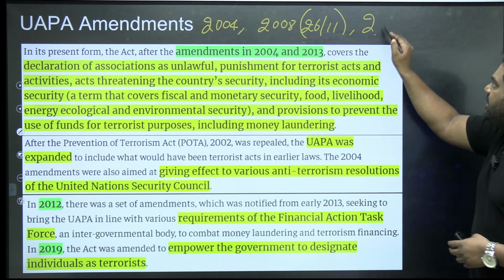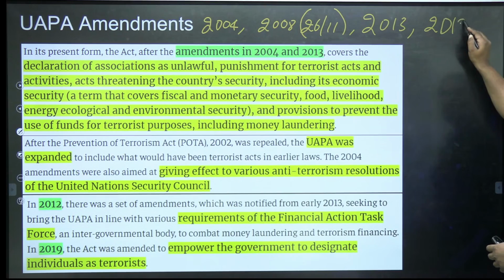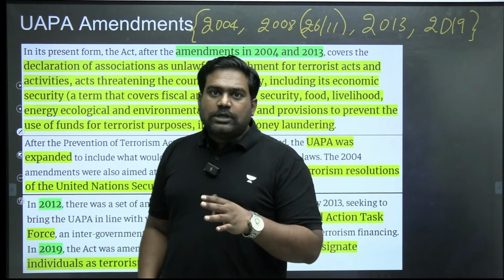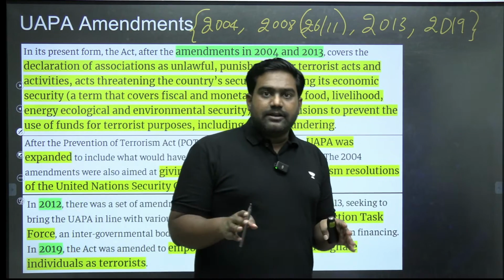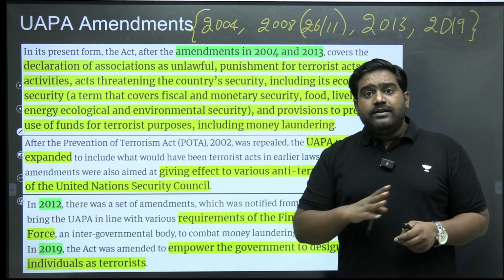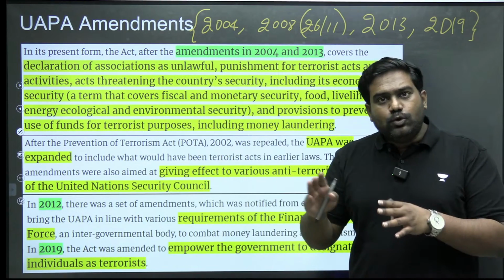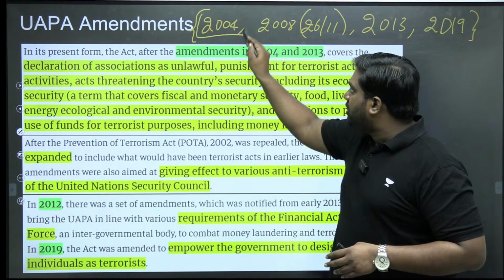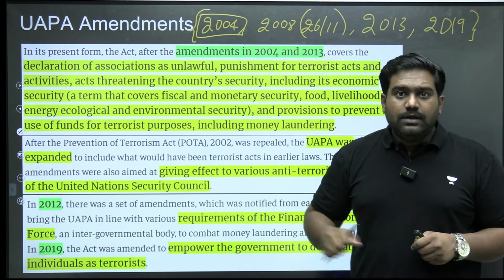It was amended again in 2013 and more recently in 2019. Is that clear? So since POTA had been repealed, TADA had lapsed, India did not have a law against terrorism. So UAPA was amended in 2004 and some new provisions were added to turn UAPA into our primary anti-terror law. It was through this important amendment that the definition of terrorism was provided.